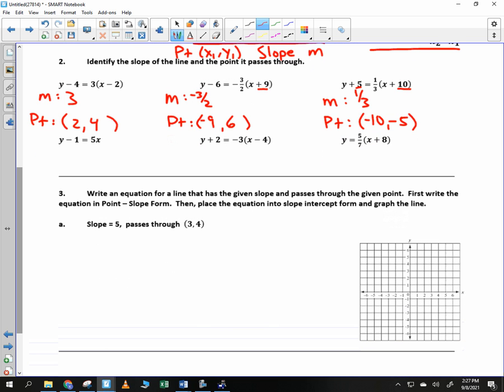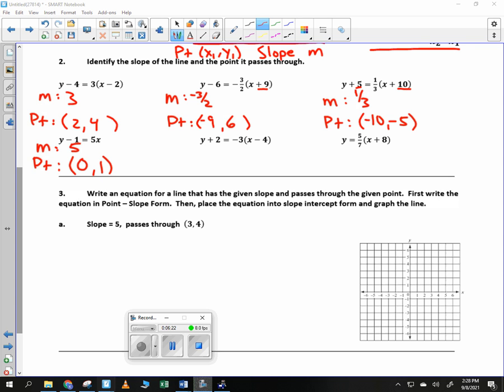This one looks a little tricky. Let's try the slope first. The number in front of the x? 5. The point, you don't have anything being subtracted for the x. For the y, you have 1, so 0, 1. Try the last two on your own. Go.